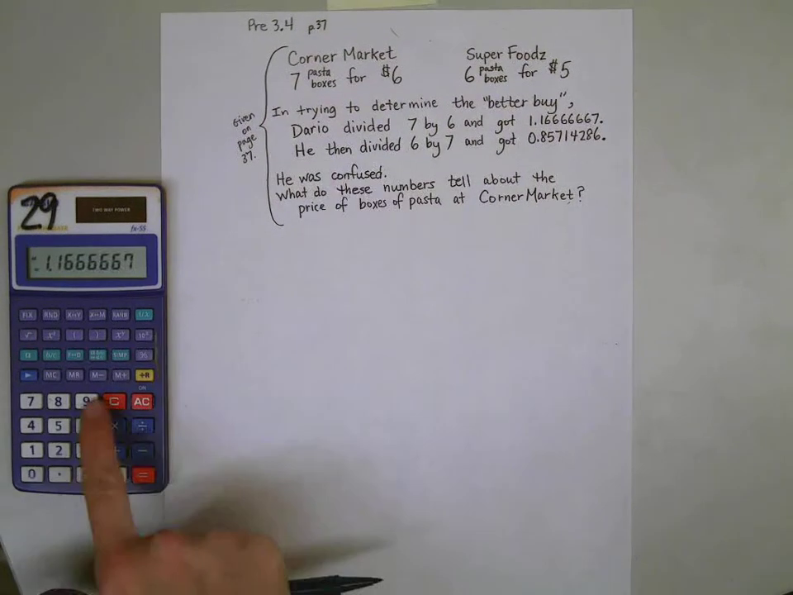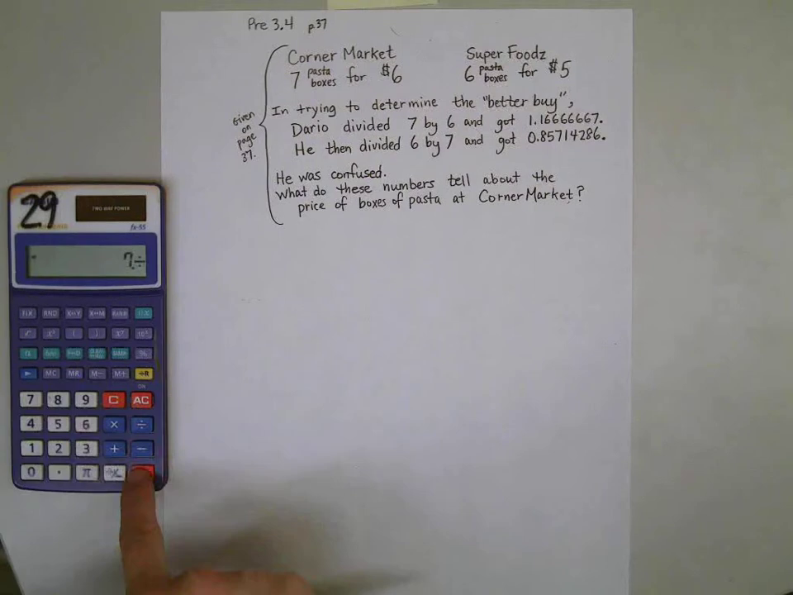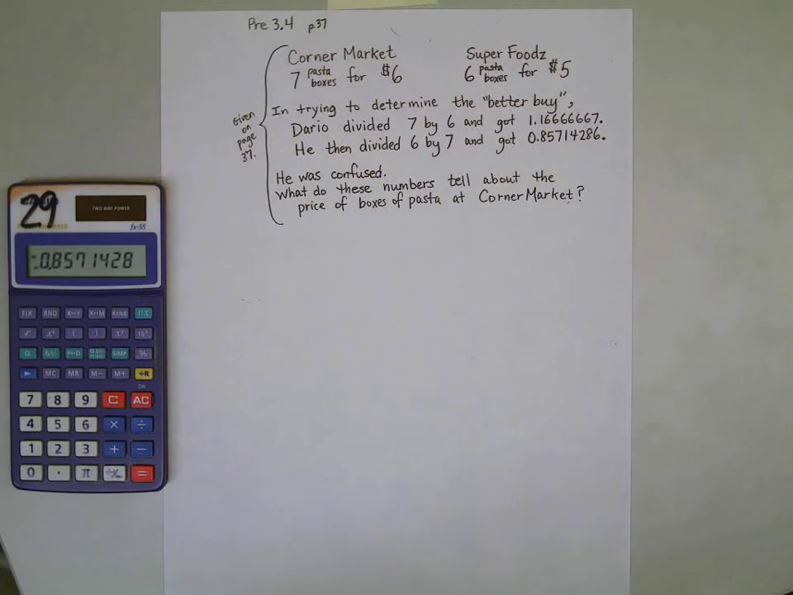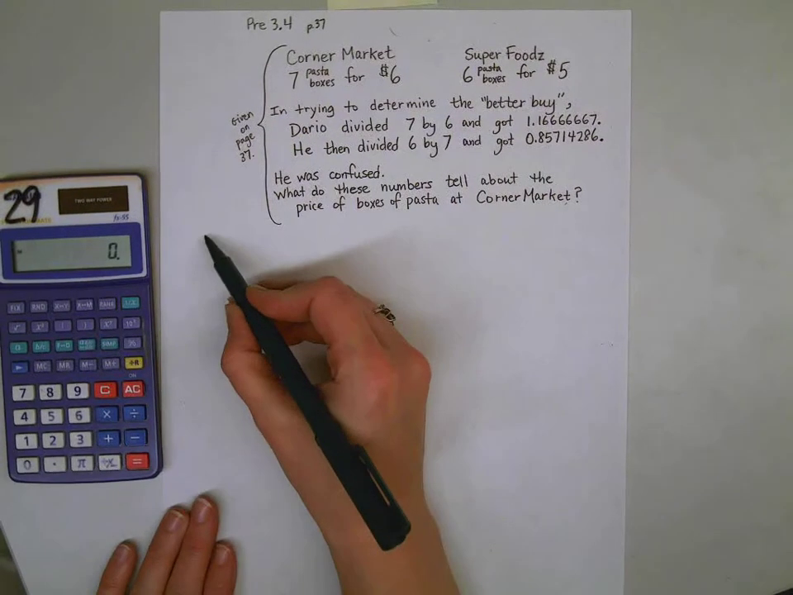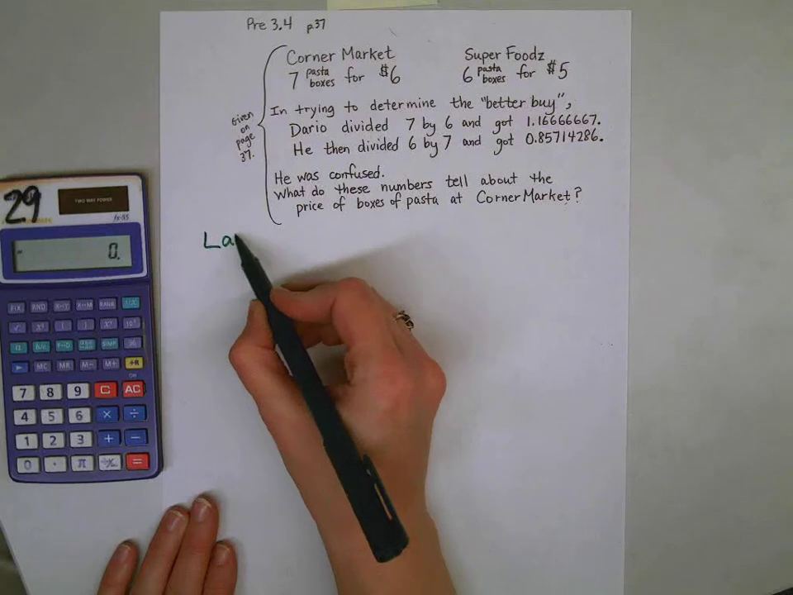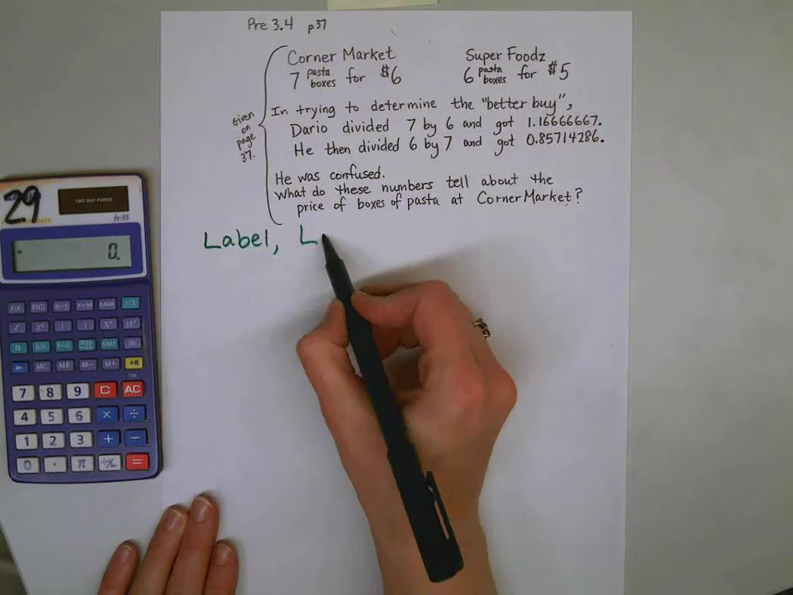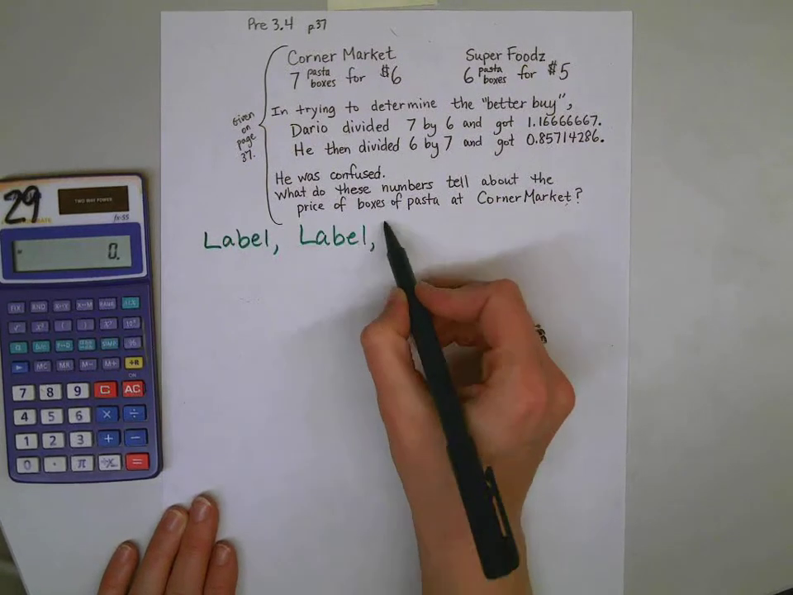He then divided 6 by 7 and got this value, and he was confused. The question is, what do these numbers tell you about the price of the boxes of pasta at Corner Market? So we'll look at the first one that he did, and the secret in all of these is label, label, label.